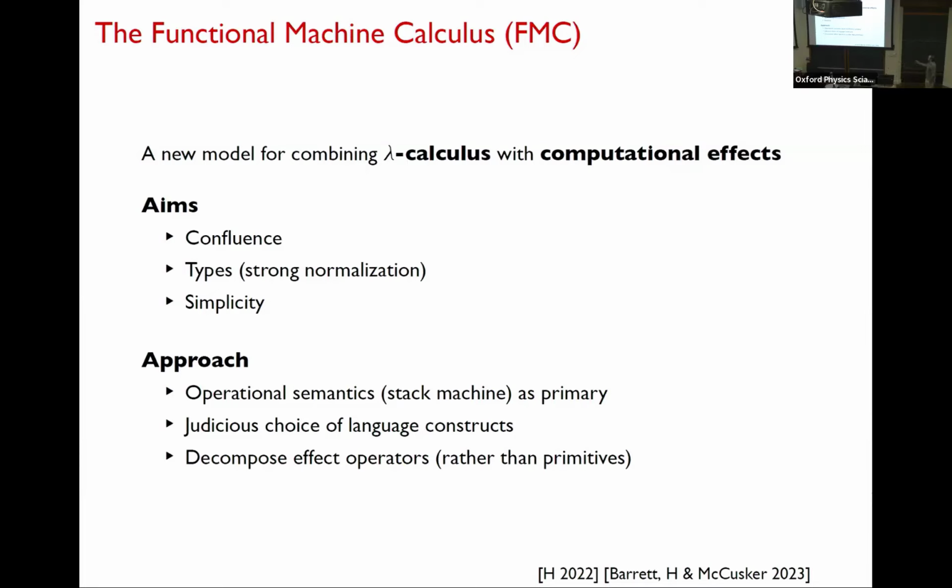So what's the functional machine calculus? A new model, well, still relatively new, for combining lambda calculus with computational effects. In the same vein as monads and call by push value, solving the same kind of problem. The aim of the whole thing, because the calculus is developing, it's not finished, I keep adding to it slowly, is to maintain what I consider the main properties that make the lambda calculus a good model of computation, and those are confluence, strong normalization, and simplicity.